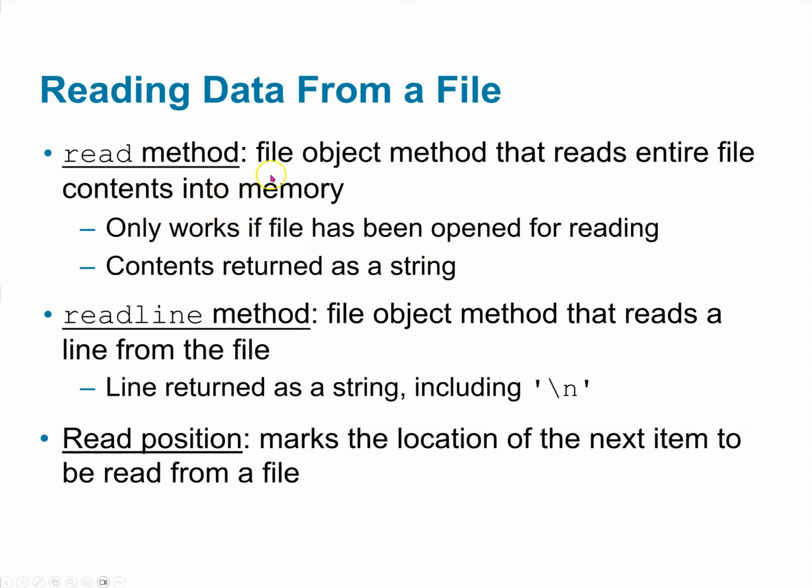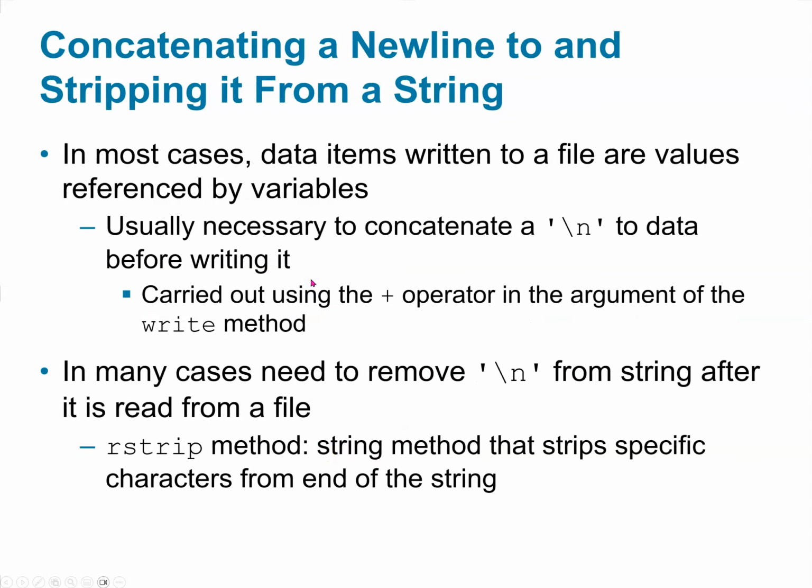Similarly with reading, the read method reads the entire file contents into memory. This only works if the file has already been opened. The contents are returned as a string. The readline file object method reads a line from the file. The line is returned as a string, including the newline, \n. The read position marks the location of the next item to be read from the file.